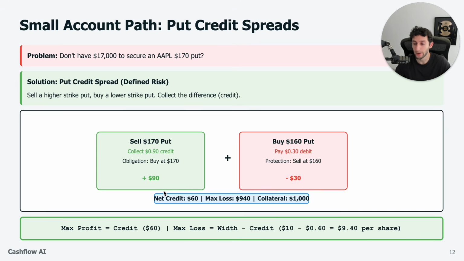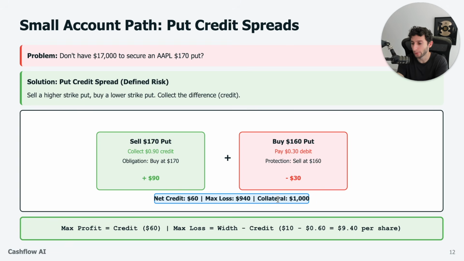Now, what you can do is then buy another put that's at a different strike price. You can buy one that's cheaper, right? So we sold one for 90 cents, which is a little bit more expensive, and we bought one for cheaper, for 30 cents. And so that spread, that difference between 90 and 30, is your $60. That's how much you can make on the position. And your max loss is $940, right?